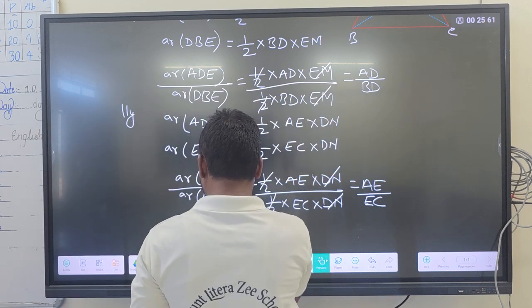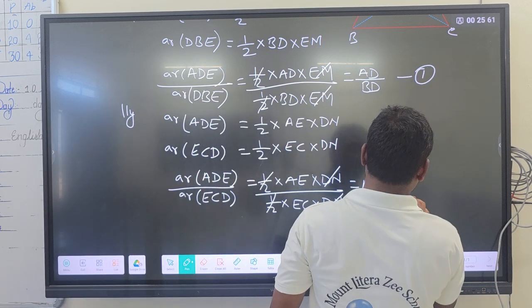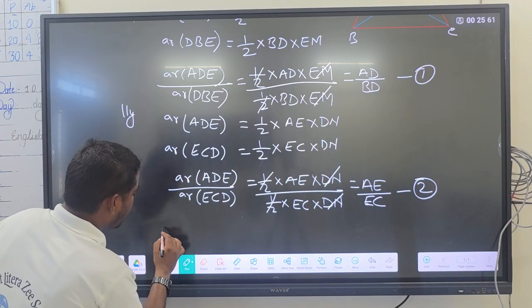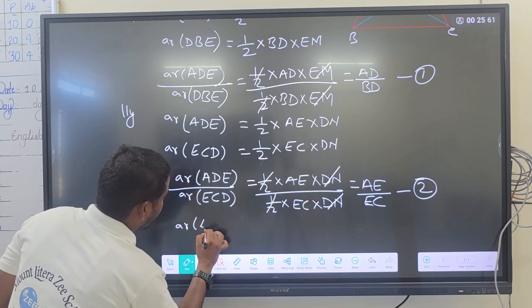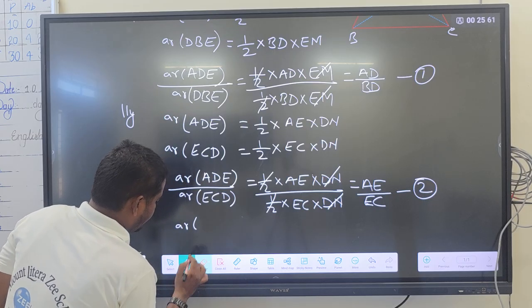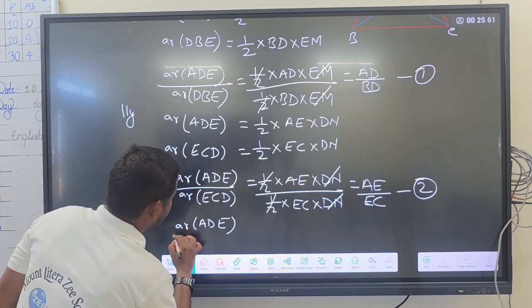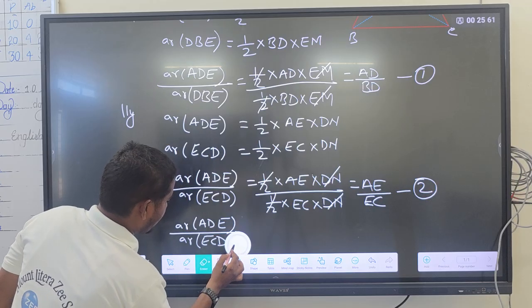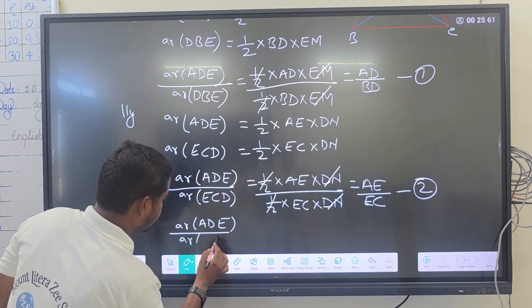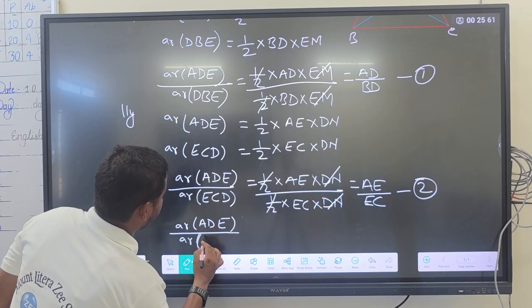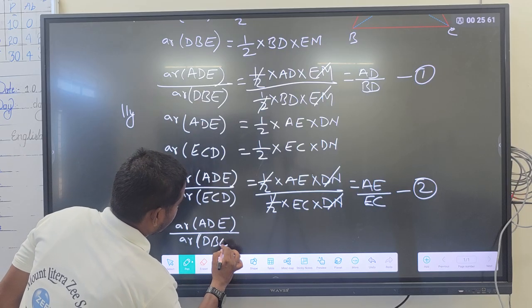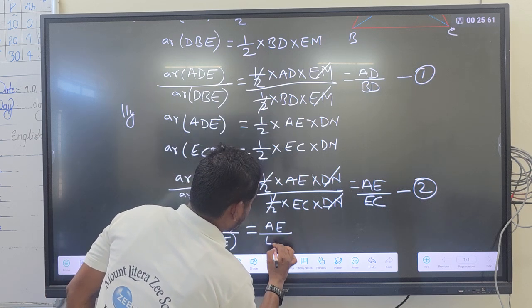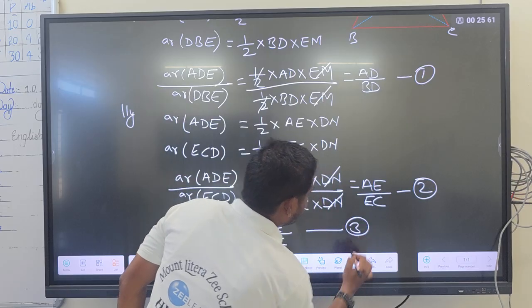Consider this as equation number 1. Consider this as equation number 2. Now you can write here by modifying this as area of triangle ADE upon area of triangle ECD, but ECD we can write as triangle DBE. Now this will be equal to AE upon EC. Consider this as equation number 3, students.